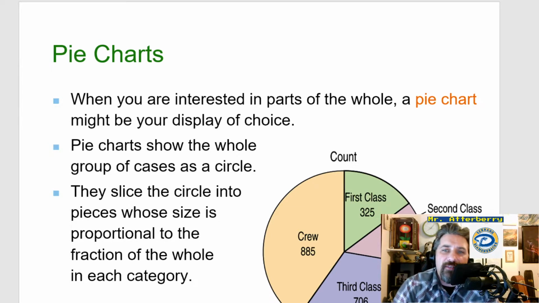When you're interested in parts of the whole, a pie chart might be your display of choice. Pie charts show the whole group of cases as a circle. They slice the circle into pieces whose size is proportional to the fraction of the whole in each category.